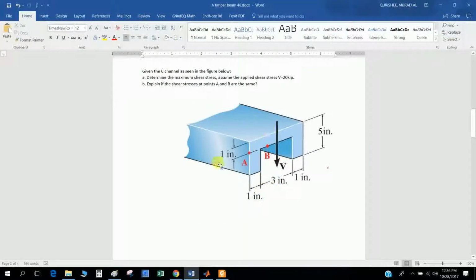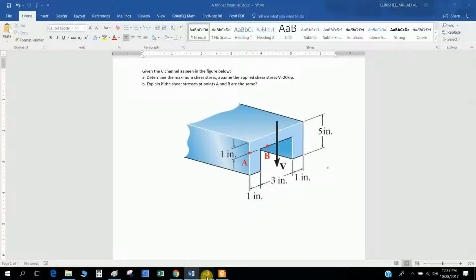This is C channel, and we will solve it in MATLAB. The question gives a C channel and asks to determine the maximum shear stress, with applied shear V of 20 kilonewton. The shear stress at point A and point B are the same. Why is this the same? Shear stress at A and B same.